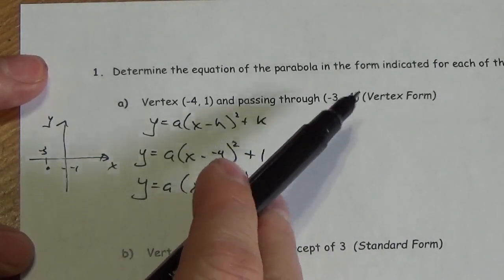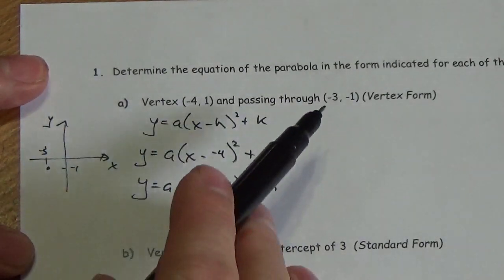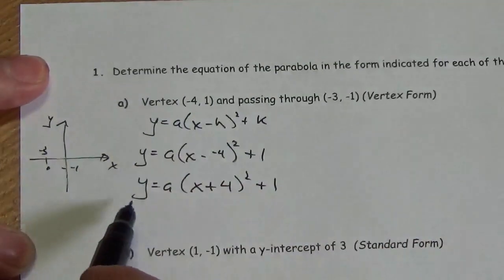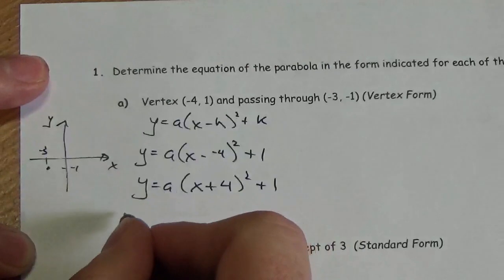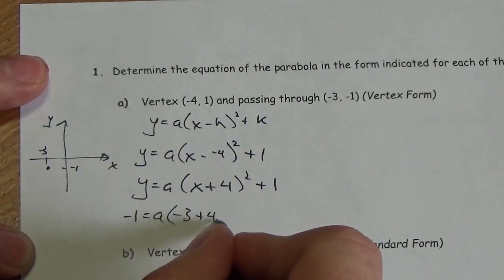That is the x-coordinate of the point, that -3. That -3 goes into that x. That -1 goes into that y. That's the same y. And so this should end up looking like this.